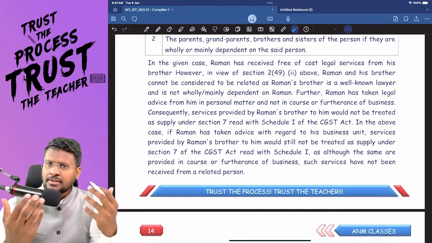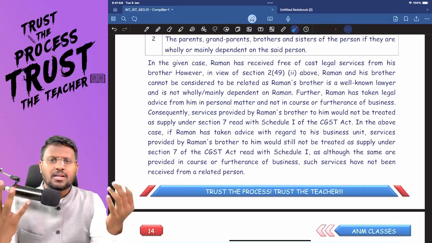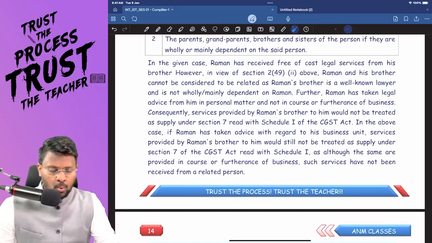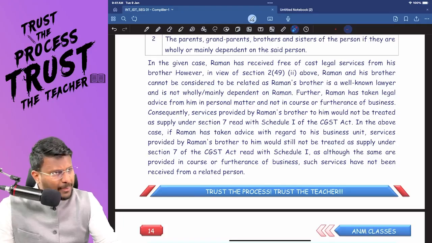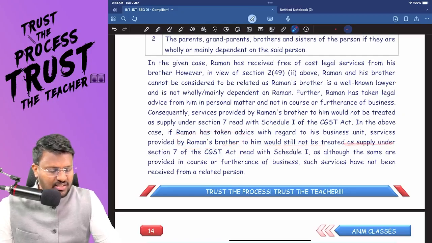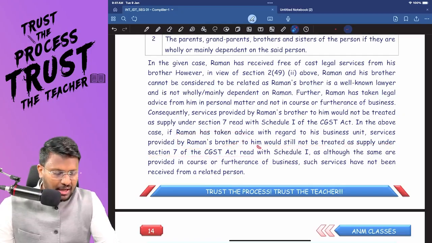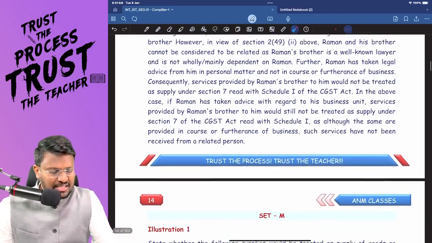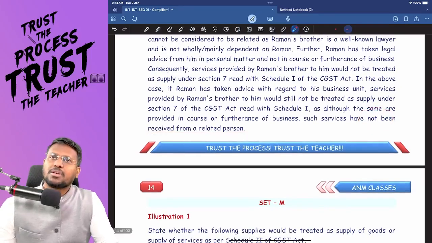Related person. Since they are not at all related persons, my dear lovable students, importation of services only from a related person or from an establishment situated outside India will be treated as supply, deemed supply. So in the above case, if Raman has taken advice with regard to his what unit? Service provided by Raman's brother to him would still not be treated as what? Supply under section 7 read with schedule 1, as although the same are provided in the course or furtherance of business, such service has not been received from a what person?